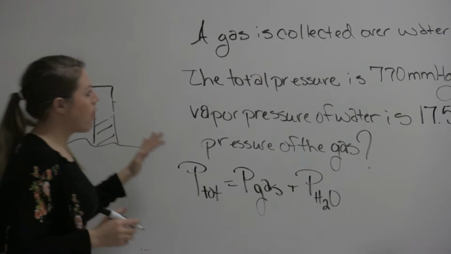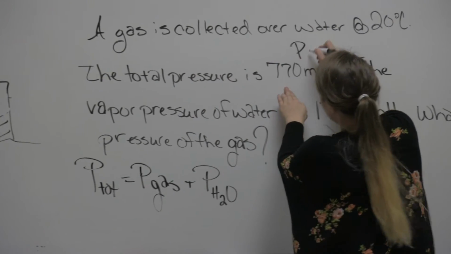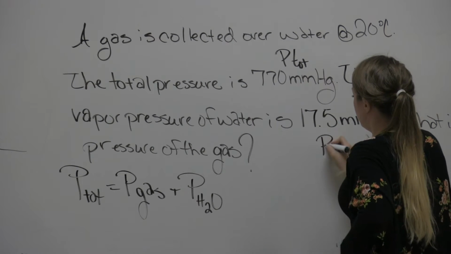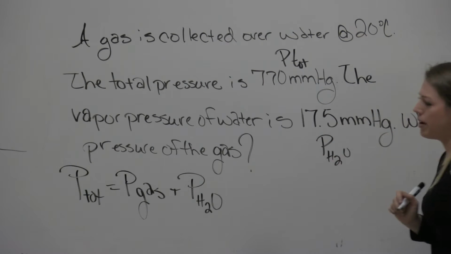plus the pressure of water, the vapor pressure of water. So if we go back to our problem, I gave you the total pressure. Our P total is right here. And I also gave you the vapor pressure of water. So the pressure that water is exerting is 17.5.